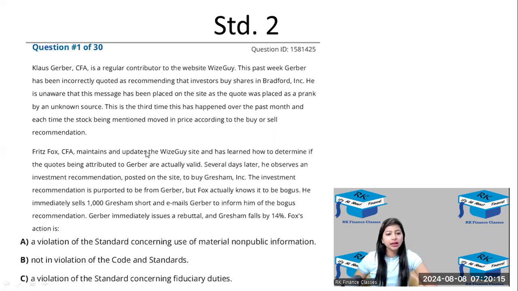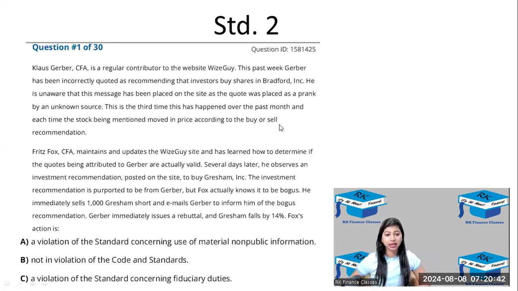He maintains and updates the Wise Guy site. So in the Wise Guy site, Gerber is a contributor and Fritz Fox has a duty to maintain and update that site. So now he has learned how to determine if the quotes being attributed to Gerber are actually valid. Matlab, as he maintains that website, Wise Guy, he now understood which recommendation is given by Gerber.